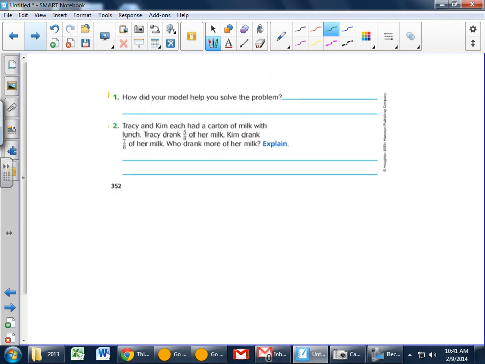Okay? So how did the model help you solve your problem? Your possible answer could be something like, I can compare the size of the models to see that 5/6 is bigger than 3/6. Okay, you know that by drawing them out, that there were more pieces that Kim had than Tracy had. Something like that. Go ahead and fill in number 1 in your own words.